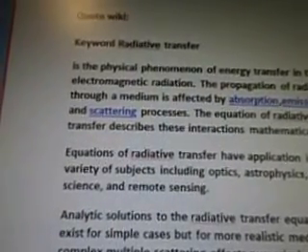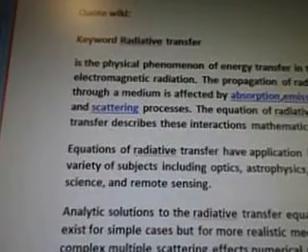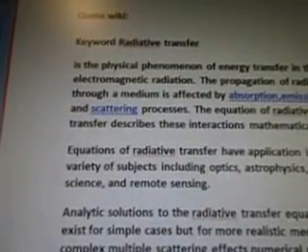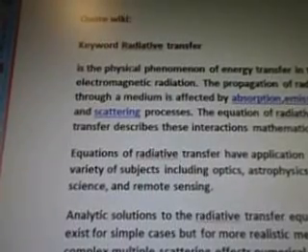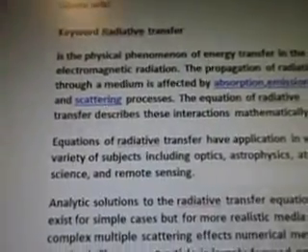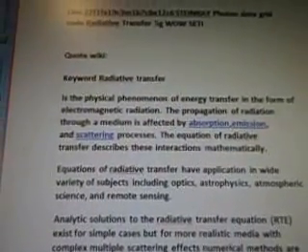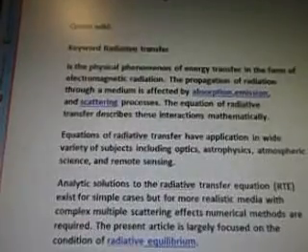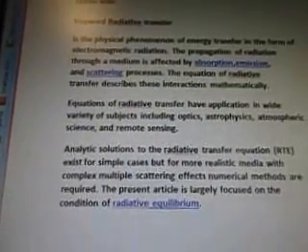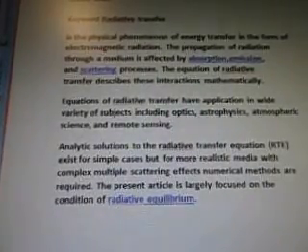Quote from Wiki. The keyword radiative transfer is the physical phenomenon of energy transfer in the form of electromagnetic radiation. The propagation of radiation through a medium is affected by absorption, emission, and scattering processes. The equation of radiative transfer describes these interactions mathematically. Equations of radiative transfer have application in a wide variety of subjects, including optics, astrophysics, atmospheric science, and remote sensing.